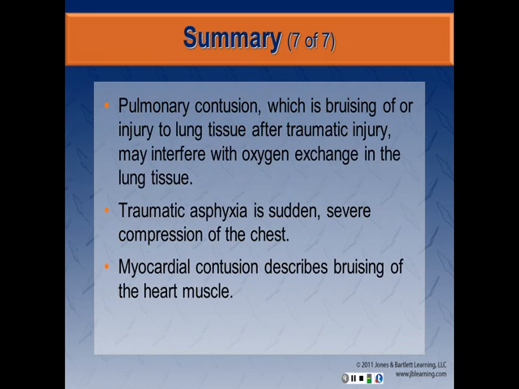Pulmonary contusion, which is bruising of or injury to lung tissue after traumatic injury, may interfere with oxygen exchange in the lung tissue. Traumatic asphyxia is sudden severe compression of the chest, and myocardial contusion describes bruising of the heart muscle.